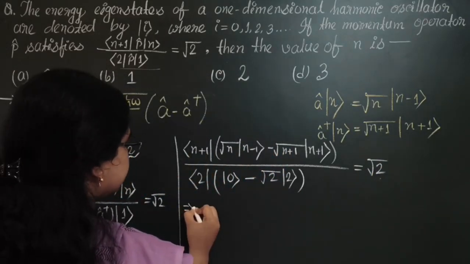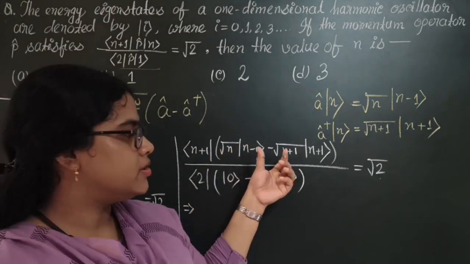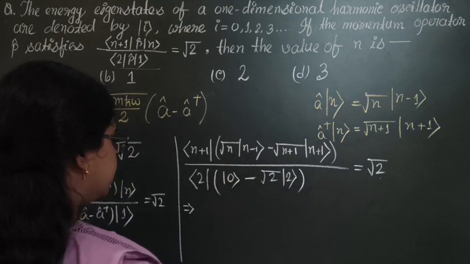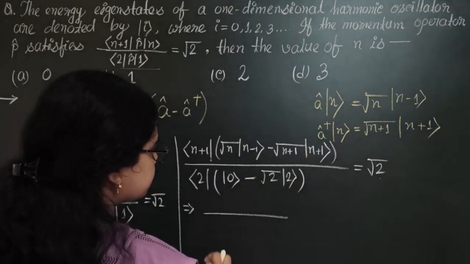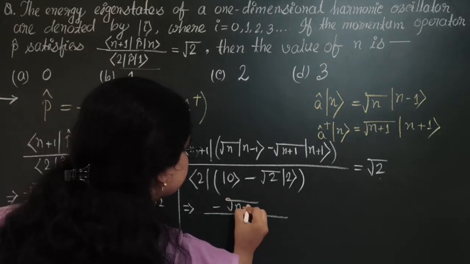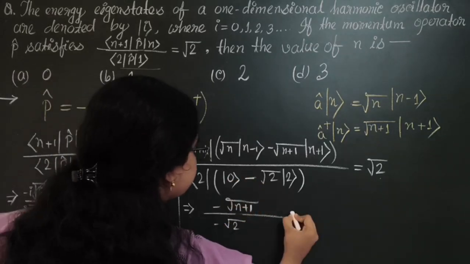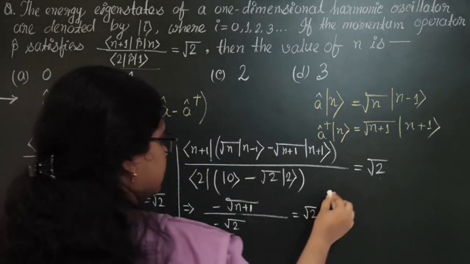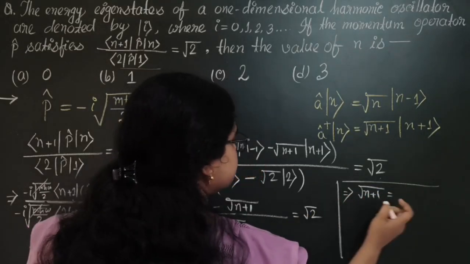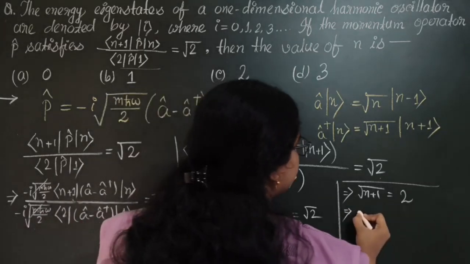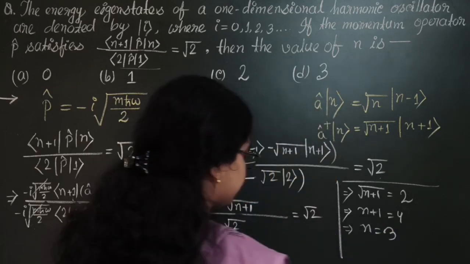Now calculate it. So ⟨n+1| and |n minus 1⟩, this will give 0, only this term will act on it. So it will give ⟨n+1| and |n+1⟩, that will give minus root n plus 1, and this will give minus root 2, it is root 2. Now root n plus 1 equals to root 2. So n plus 1 will be 4 and n will be 3.